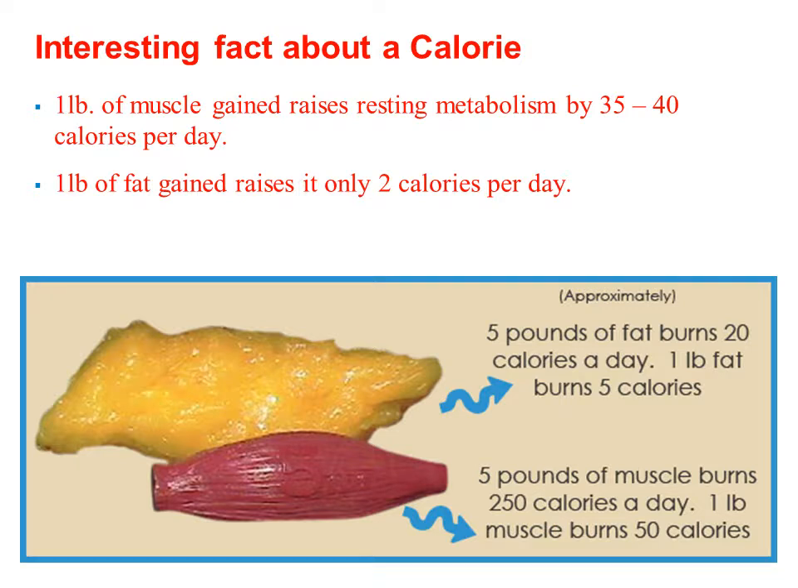This slide talks about an interesting fact about calories. 1 pound of muscle versus 1 pound of fat. 1 pound of muscle gained over the summer is going to raise your resting metabolism by 35 to 40 calories per day. Versus if you gain 1 pound of fat over the summer, it is going to raise your resting metabolism by 2 calories per day.